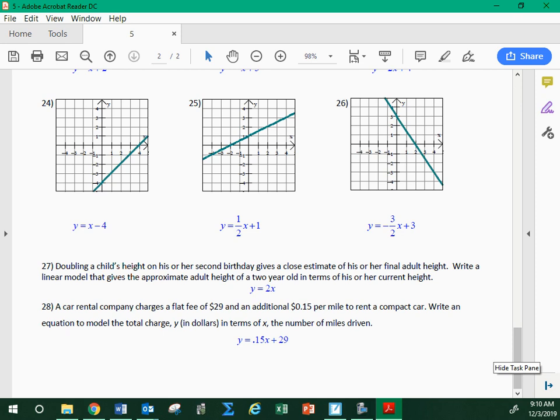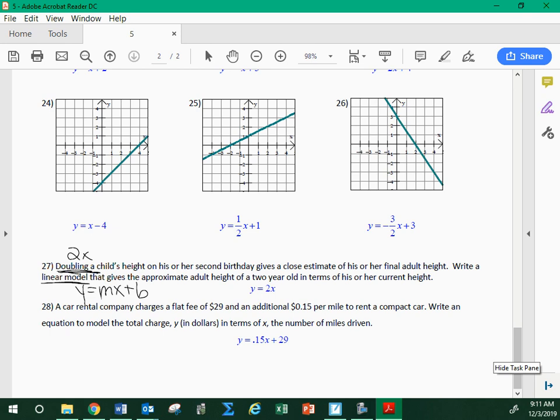No. So guys, let's go talk about number 27. It says doubling a child's height on their second birthday is a close estimate of their final adult height. I wonder if that's true. Write a linear model that gives the approximate adult height of a 2-year-old in terms of his or her height. So when it says linear model, we're just talking about y equals mx plus b. A lot of you guys did a good job. It says doubling their height, so it's 2x. Now the reason why we don't need to do plus 2 is because it says when it is their second birthday, then we just double it.